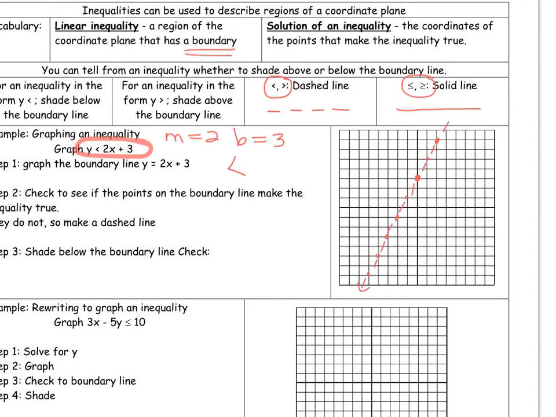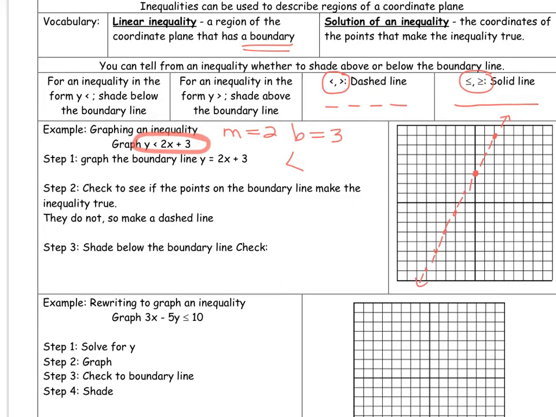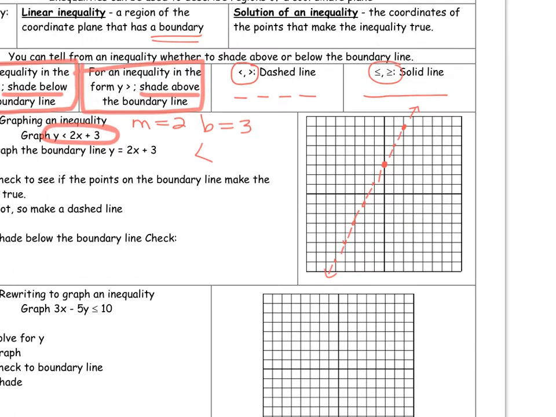So I want to know all the points in this coordinate plane where y is less than 2x plus 3. So if we look over here, for an inequality in the form where y is less than, we're going to shade below the boundary line. If the inequality is in the form y greater than, we're going to shade above the boundary line. So that is what we're going to do. So this one is less than, so that means a dashed line, and we're going to shade below. So all of our shading is going to be below this line. So all of this blue shaded area are solutions to that inequality.